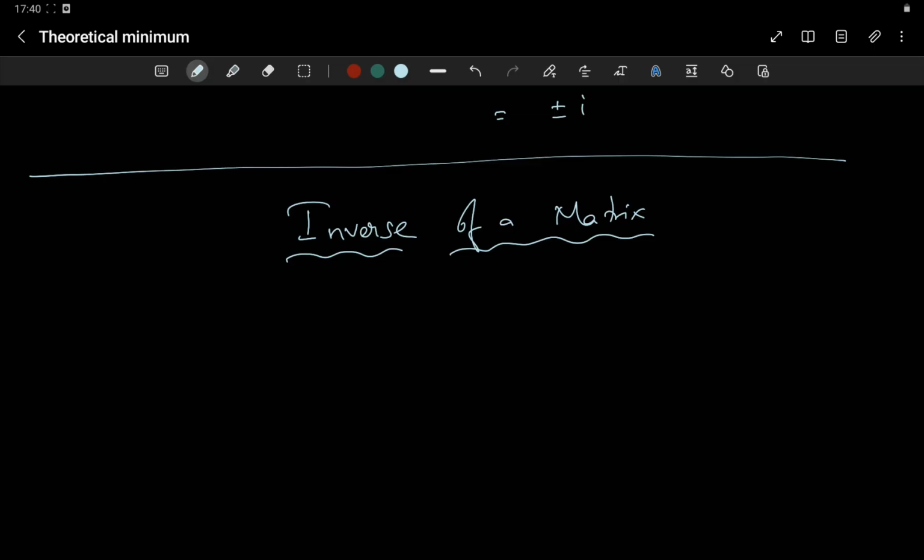Suppose we have a matrix, let's say A, and we have another matrix, let's say B. If we multiply A and B together, we should get the identity matrix, then B is the inverse of A. That implies B is equal to A inverse. Okay, fine. So that's the definition of the inverse of a matrix.